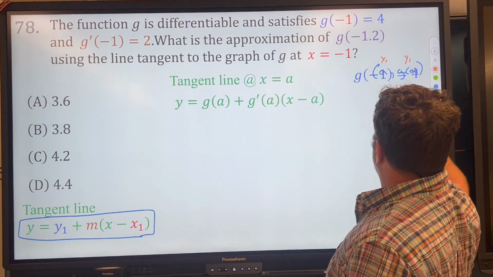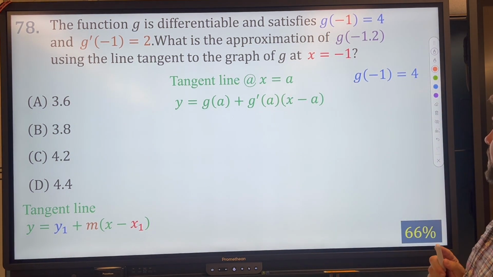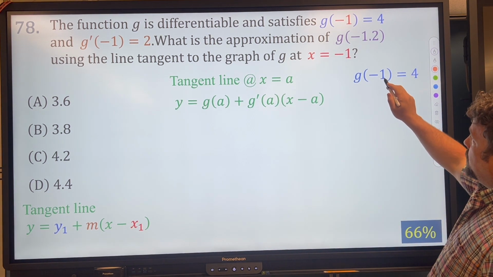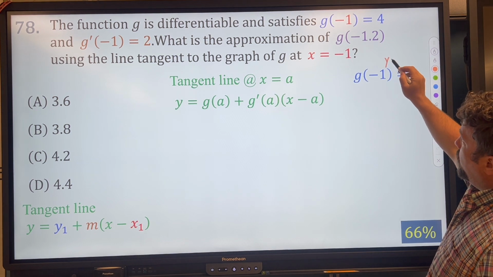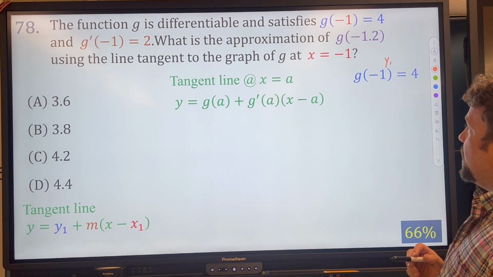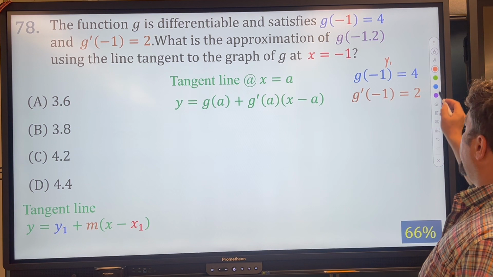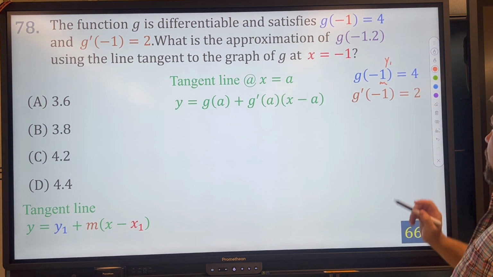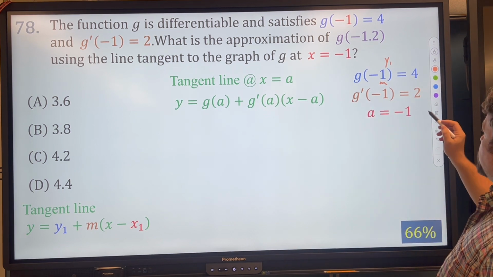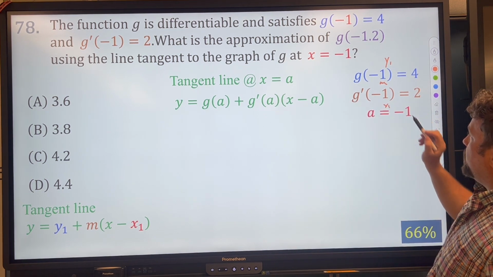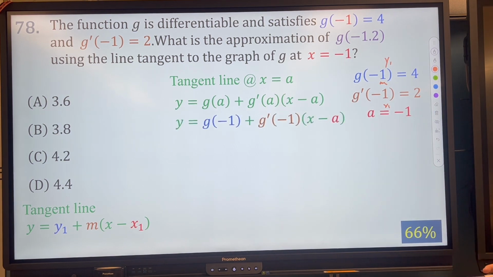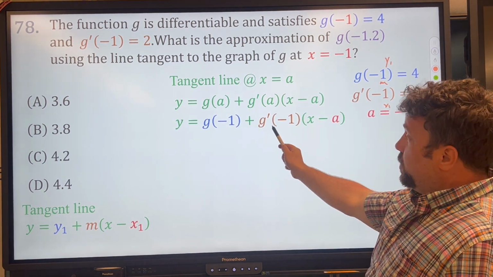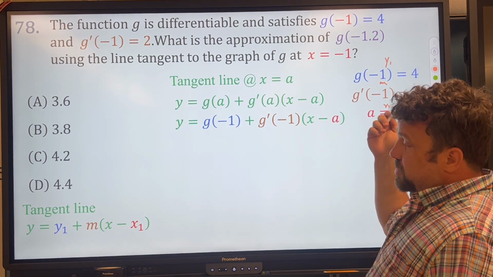So we're just rewriting it a little differently. In this case, let me erase that real quick. g of -1 equals 4. Okay, this is g of a equals 4. This is technically my y1. What else do we got here? We got g prime of -1 equals 2. This is technically my m. And we also got a equals -1. This is technically my x1. So you can type them all in there. g of -1, which is my y1, plus g prime of -1, which is my slope, times x minus a, which is technically my x1.